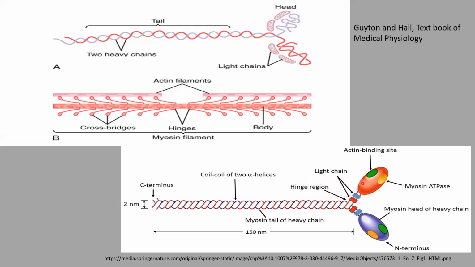And the myosin head has a myosin ATPase, where ATP is hydrolyzed to ADP and inorganic phosphate, and that provides energy for muscle contraction. And this is the actin binding site, where the myosin head can bind with actin. So that is about the myosin filament. And the cross bridge is nothing but the protrusion of the head and the arm, or neck, from the body. The head and the arm together are called the cross bridge.